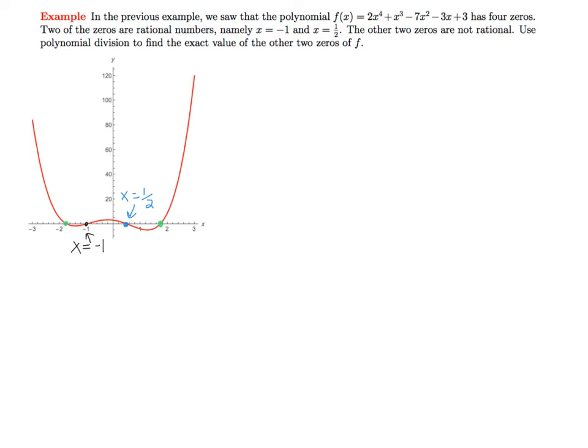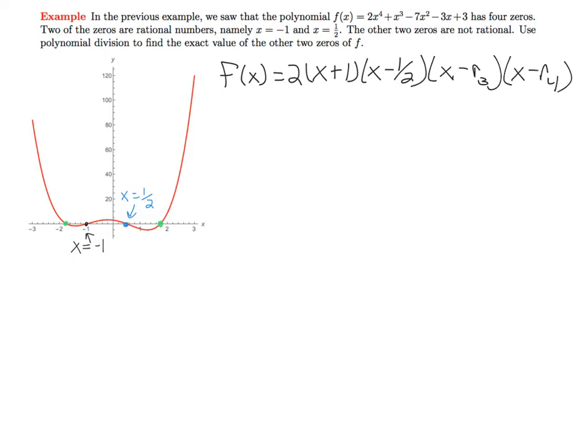In this example, we are working with the same polynomial f that is up here from the previous example. And in the previous example, we identified two of the zeros which were rational, namely x equals -1 and x equals 1/2. So for each of these zeros, that means for the function f of x, we've identified two factors, x plus 1 and x minus 1/2, and I have the 2 out in front because that's our leading coefficient.